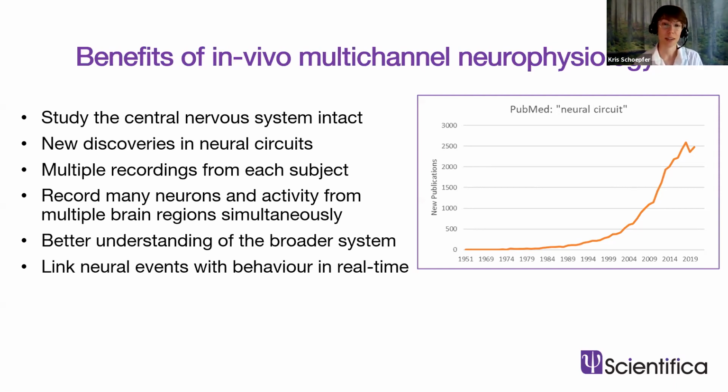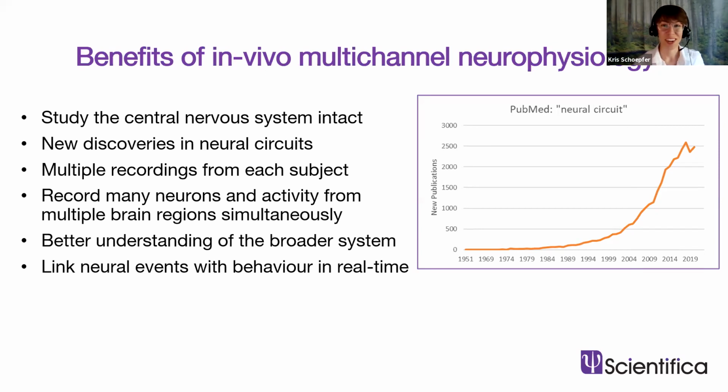And so the major benefit of studying in vivo is that you get to study the central nervous system intact as it is, as the subject uses their brain in normal ways, rather than in slice where you isolate just microcircuits and you're cutting out a lot of the standard inputs. You can also, unlike slice electrophysiology, acquire multiple recordings from a single subject over the course of days.